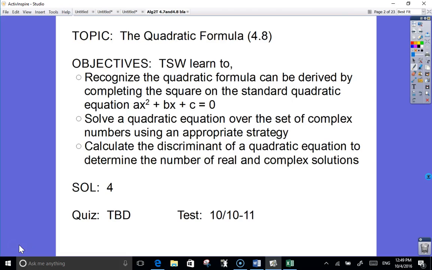The requirements are, the first one says we're supposed to recognize that the quadratic formula can be derived by completing the square. Now, completing the square is the section just before 4.8, and we are going to do a little bit of that just to show where this comes from. Okay, and then it says solve a quadratic equation. Obviously, we're doing that. And then it talks about this thing called the discriminant. And those are our three goals, and we'll do all of those today.